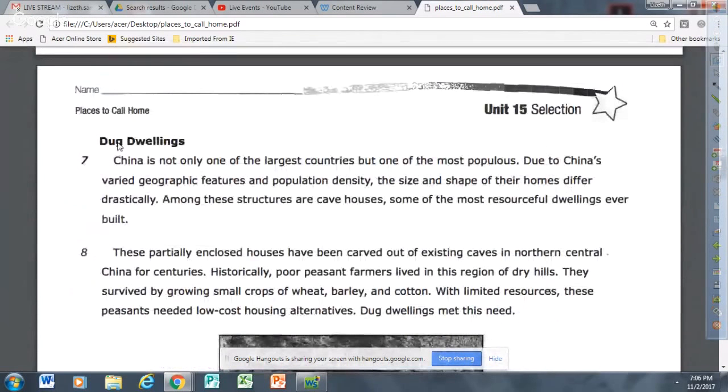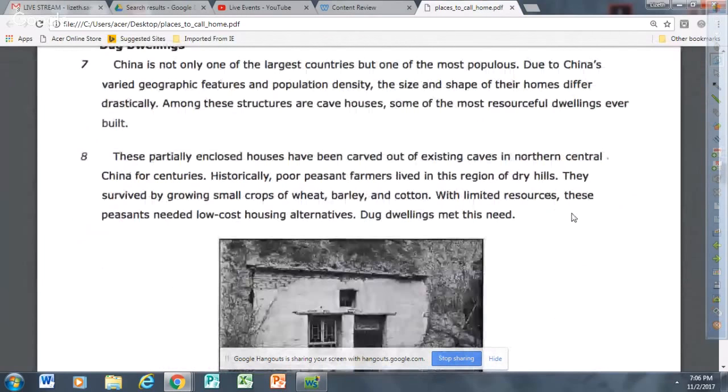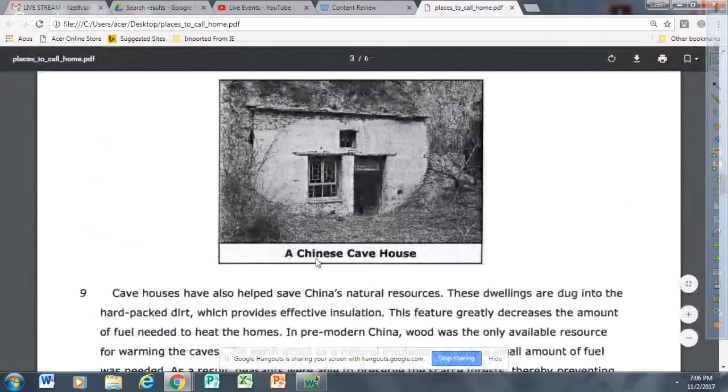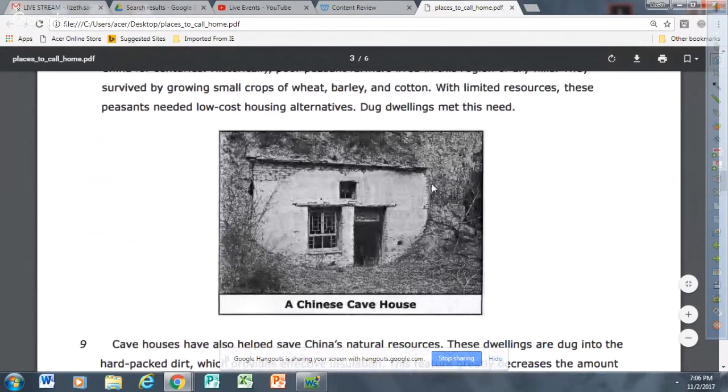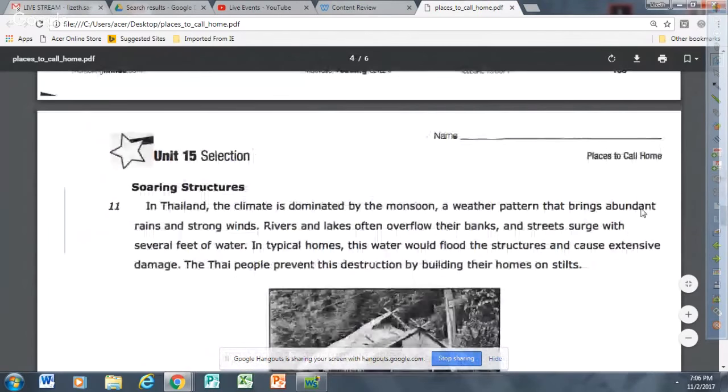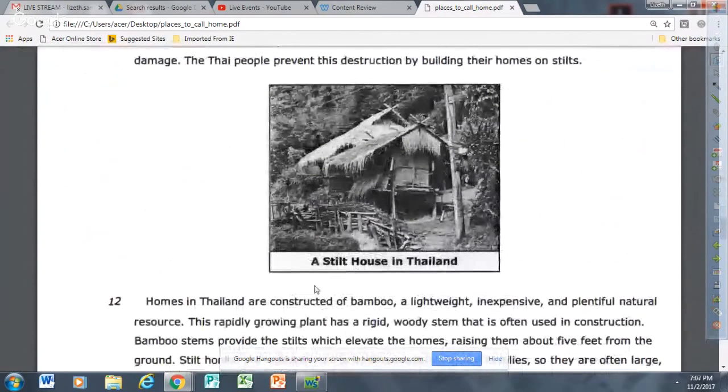And Dug Dwellings, there's a title there. And we have another house here, and it says a Chinese cave house. So this is a cave house in China. Looks like it's built into this wall, and it was part of a cave. So it sounds kind of interesting. And then this last one, a stilt house in Thailand. So this is a house in Thailand.